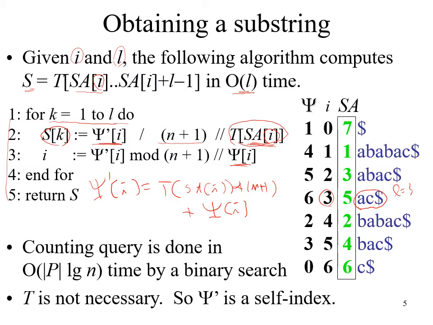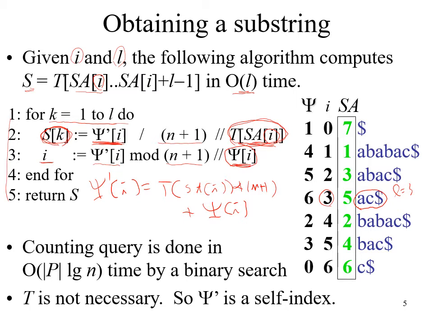To compute this character, we don't need to compute SAI. We can directly compute from psi prime I, and psi prime I can be computed in constant time. So this character is computed in constant time. Then we update I. We compute psi prime I modulo n plus 1, then we obtain psi I.